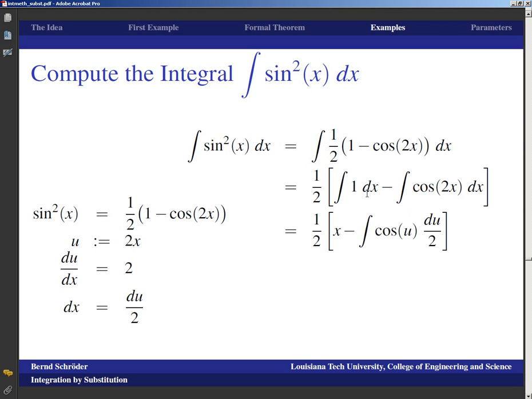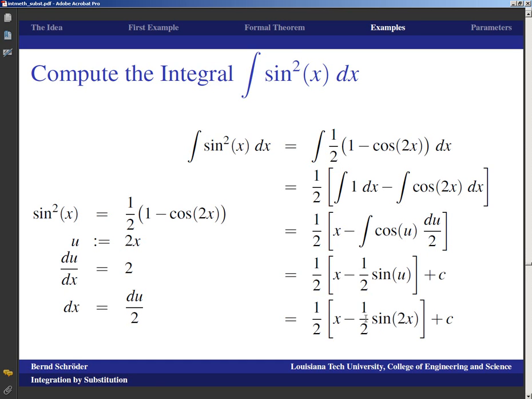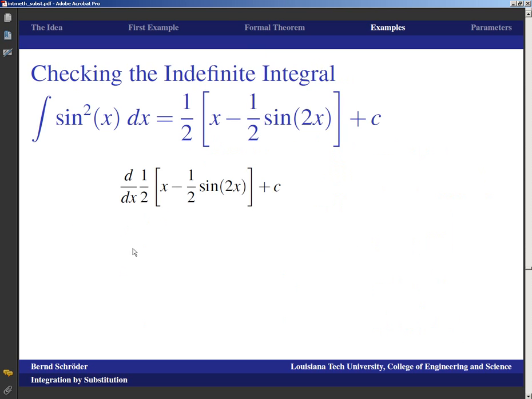This is 1/2 integral of 1 dx is x. The other one is the integral cosine u du over 2. Note that even though we're mixing here, we're not mixing the variables in the same integral, so I would consider this, if not totally clean, then at least reasonably clean. We just have to make sure we keep track of not mixing u's with x's in the same integral. That gives us 1/2 x minus 1/2 sine u plus c, because the integral of cosine u is sine u, and then we back substitute the u. We end up with 1/2 x minus 1/2 sine 2x plus c.